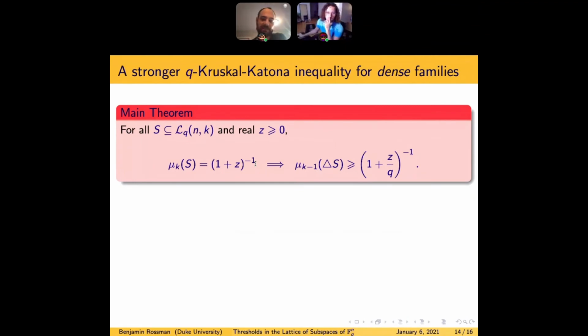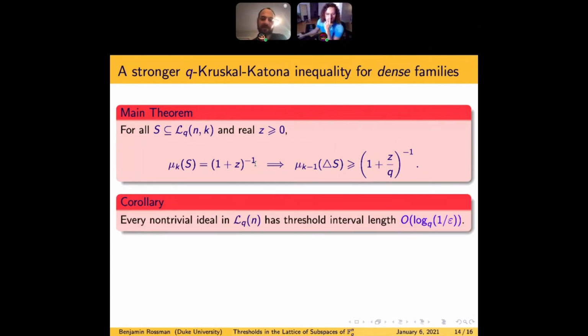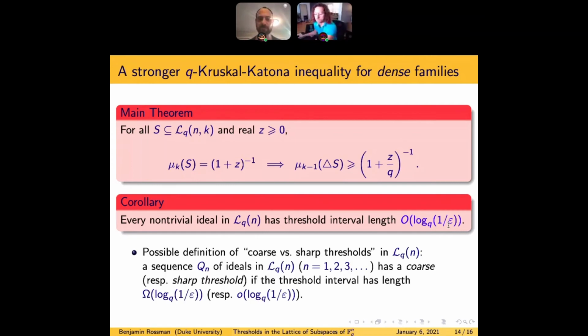Okay, so this is the theorem. And as a corollary, this implies that every non-trivial ideal in the linear lattice has threshold interval length of order log_q(1/epsilon). So this proves the conjecture from the previous paper with Kawachi and Watanabe.